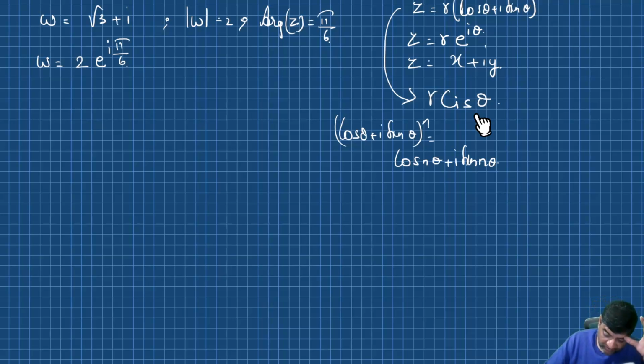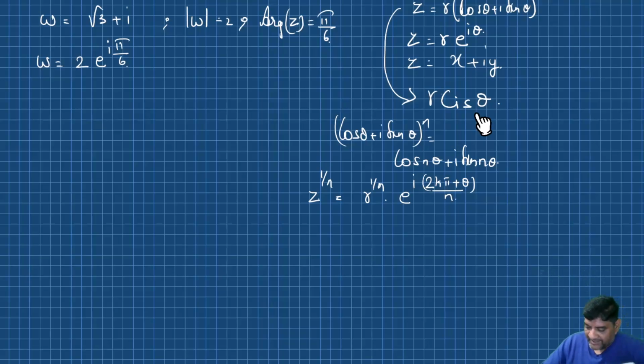When we are finding the root of a complex number, let's say z to the power 1 over n, we're going to write this as r to the power 1 over n into e to the power of i (2kπ + θ) divided by n. Now this is going to be the formula that we're going to be using, and the value for k is going to start from 0 and it's going to go till n minus 1. It's not going to be equal to n or above it. Keep that in mind, please.